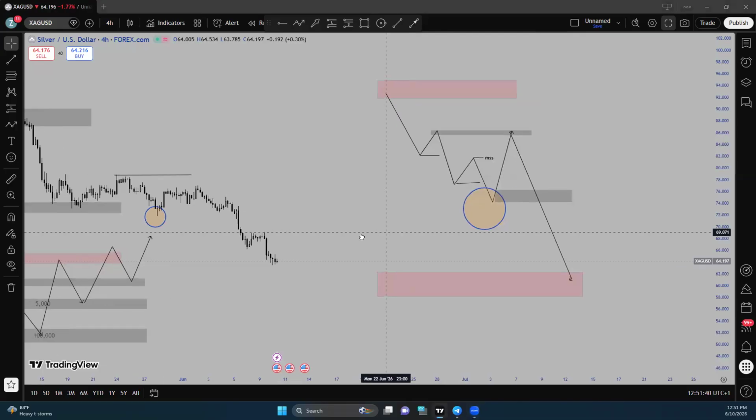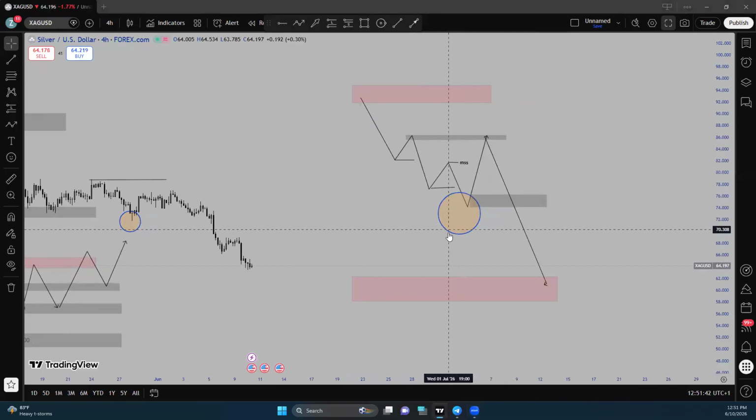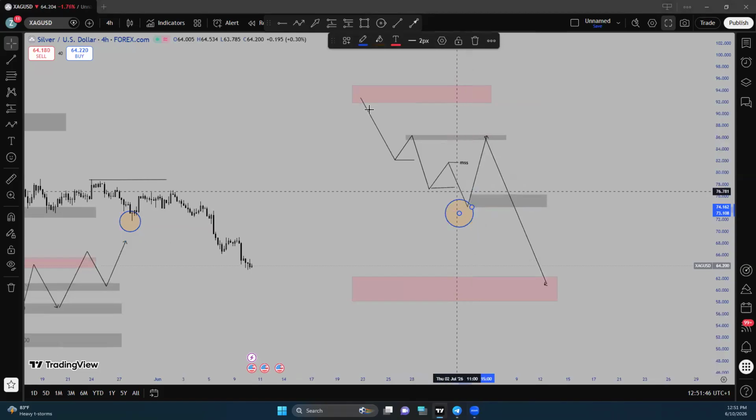So a market structure shift, we expect it to happen inside a demand zone or supply zone. So this one is an internal structure, and this is just liquidity to this order block. And the market just takes out the liquidity and continues in the current direction.